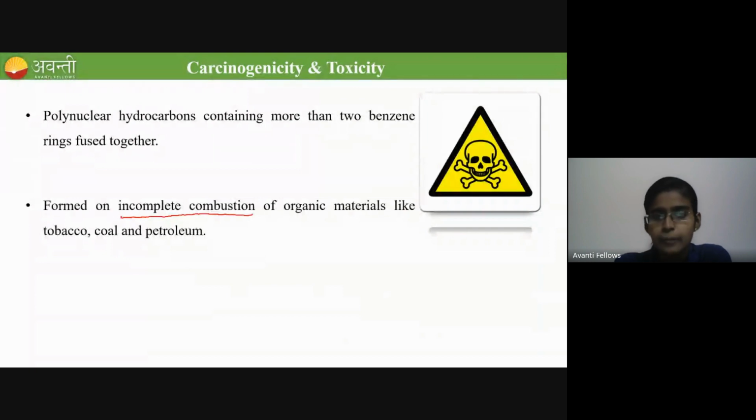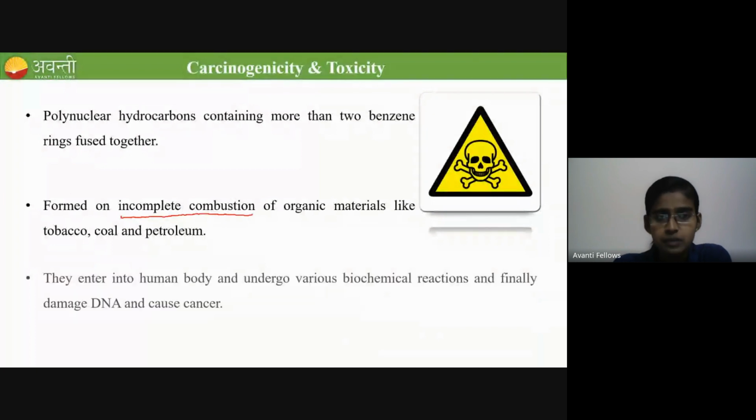So when they undergo this incomplete combustion and are formed in the atmosphere, they enter into the human body. And they undergo various biochemical reactions inside our body. And finally, what are they doing? They are damaging the DNA and they are causing the cancer. Some free radicals will be formed during this biochemical reaction, and finally they cause the cancer. So you need to be very careful here and just study the names of the compounds alone. The names of the compounds that are given in your book, you study those.